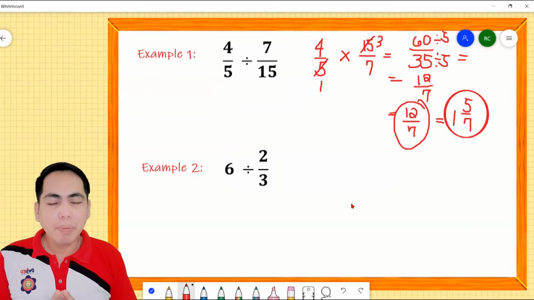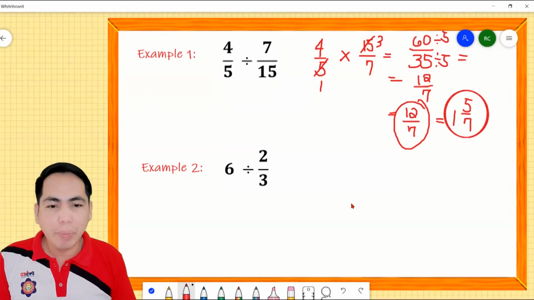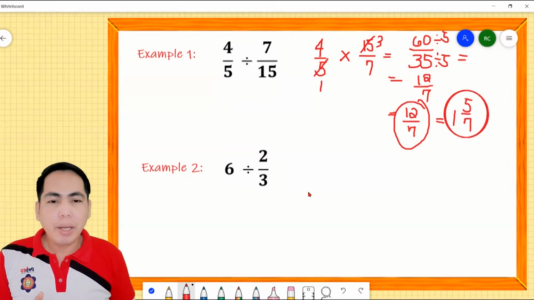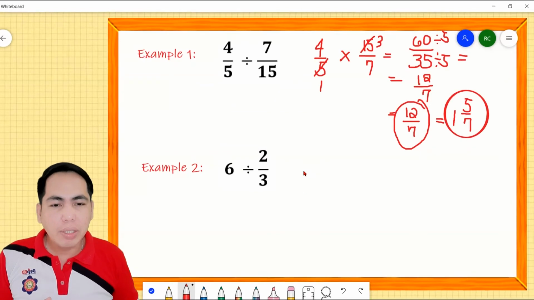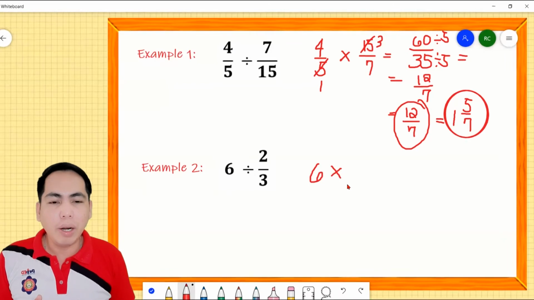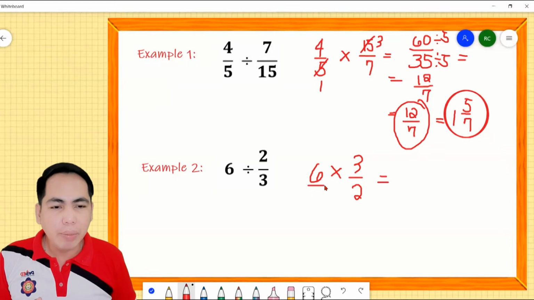Now, let's have example number 2. In our example number 2, we have a whole number divided by a fraction. The same process applies: we change our division sign into a multiplication symbol. So, 6 times, and then get the reciprocal of our divisor. Our divisor is 2/3, so the reciprocal of 2/3 is 3 halves, because 2/3 times 3 halves is equivalent to 1. We know that a whole number is understood to have a denominator of 1, so we can place here a denominator of 1.